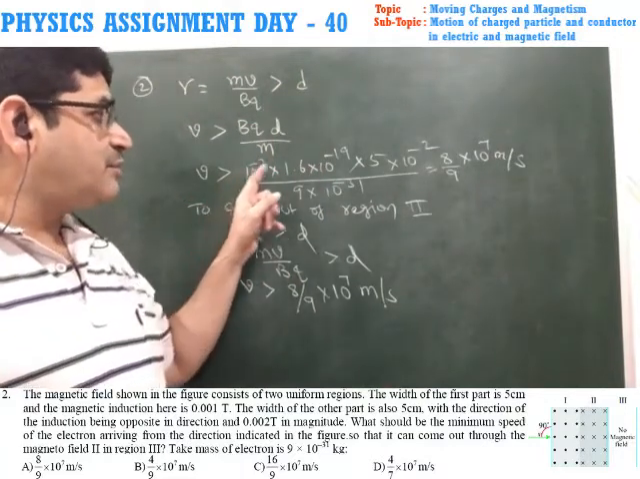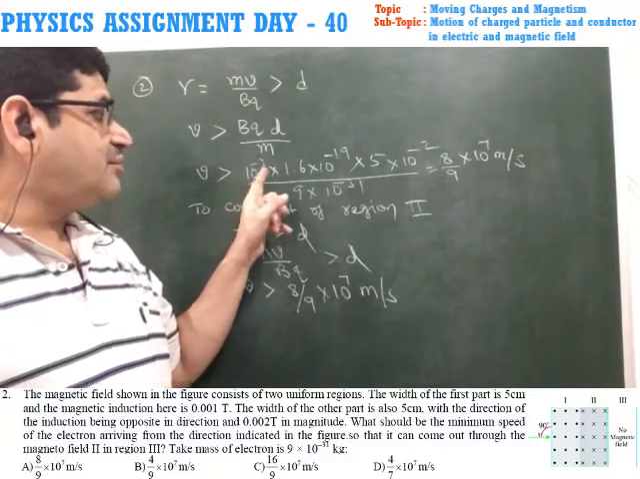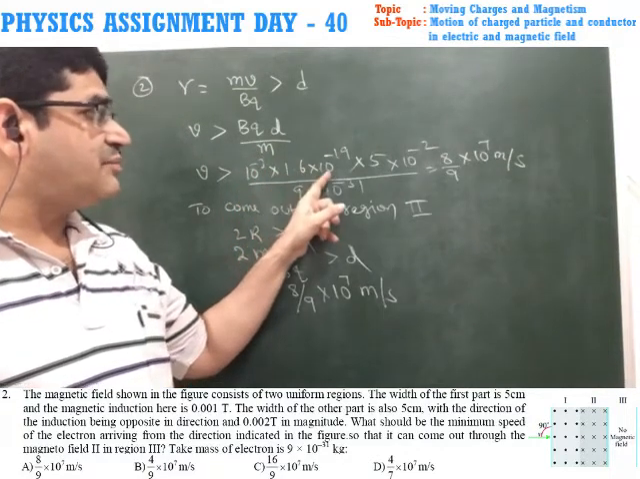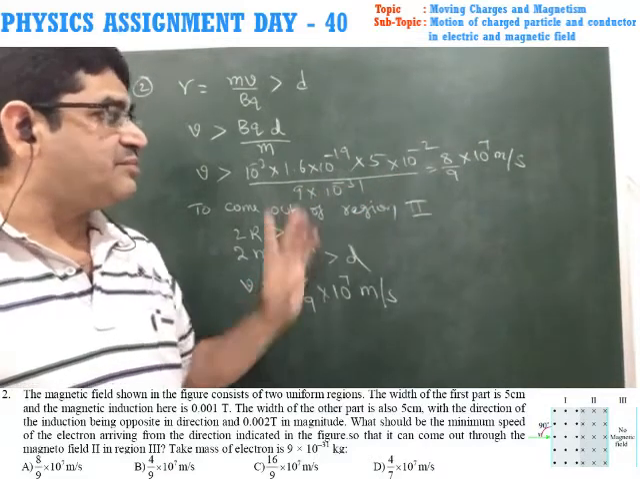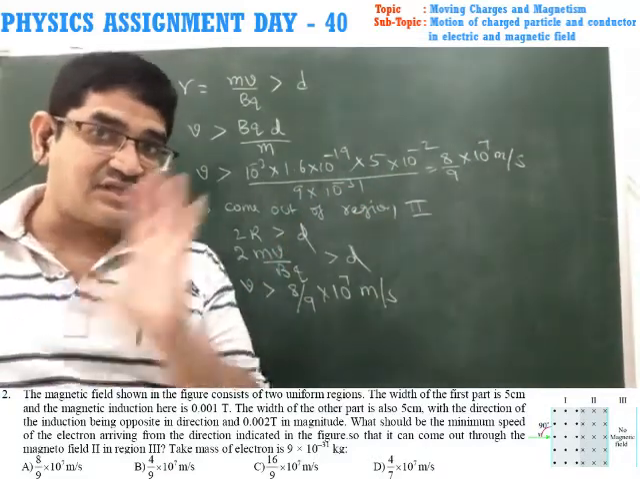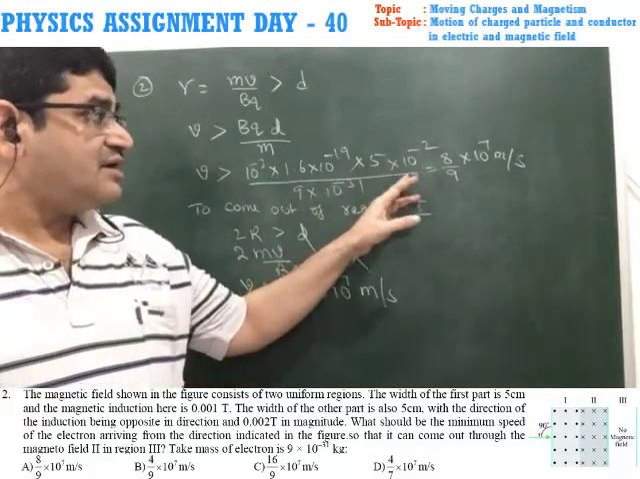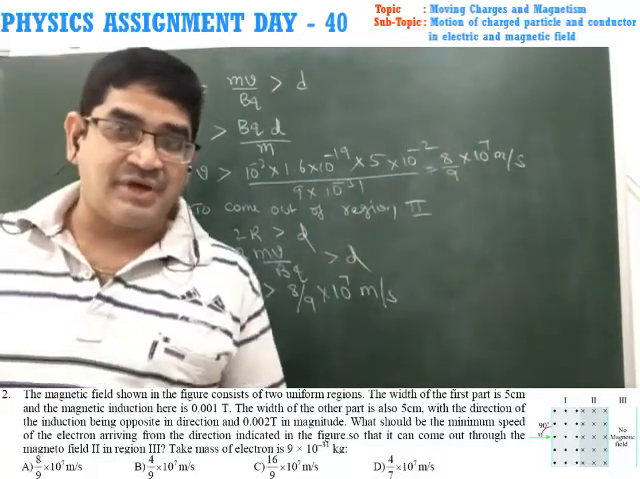V greater than 10 power minus 3 into 1.6 into 10 power minus 19 into 5 into 10 power minus 2 by 9 into 10 power minus 31. This is for the first region, which is 8 by 9 into 10 power 7 meter per second.